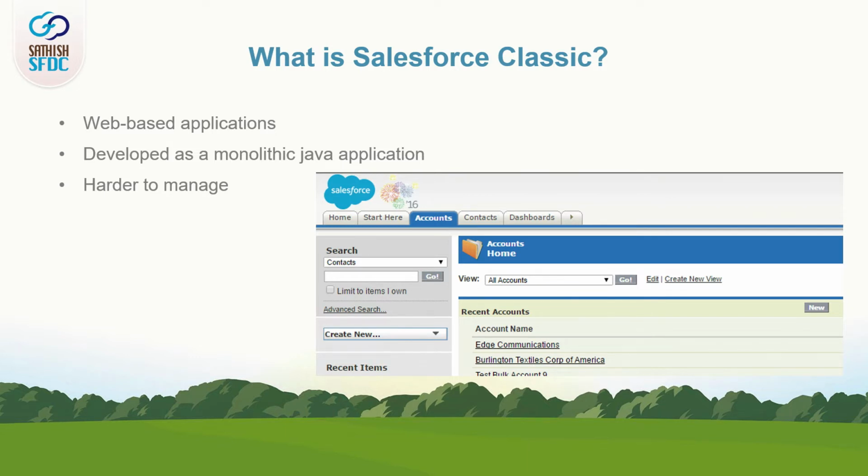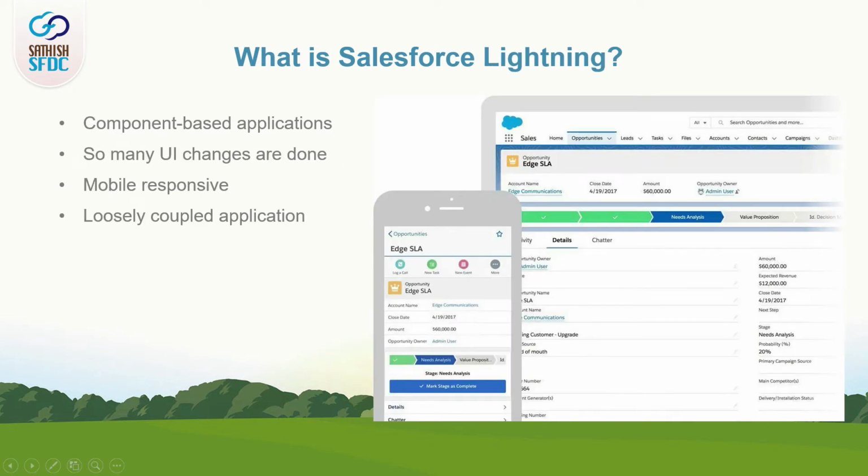They had to change. Why is a change needed? Over the period, the Salesforce application grew bigger and harder to manage. They were constrained by technology. And in 2015, they took a brave step of changing Salesforce into a loosely coupled, component-based architecture and named this change Lightning. Feel the difference.